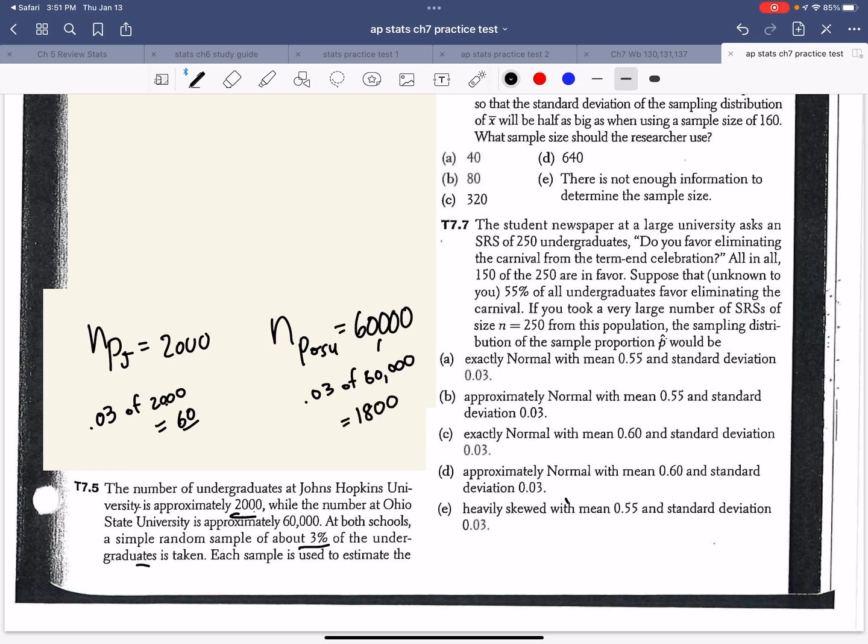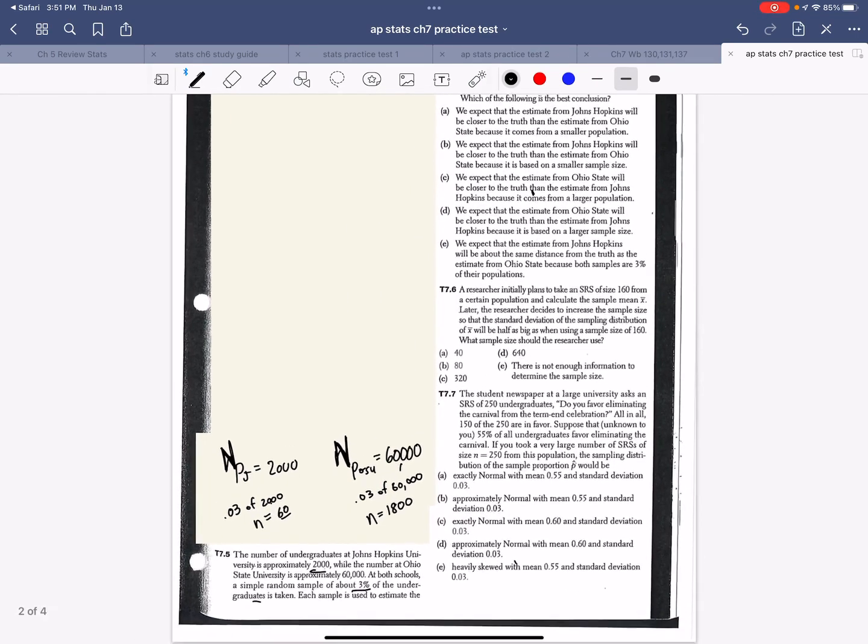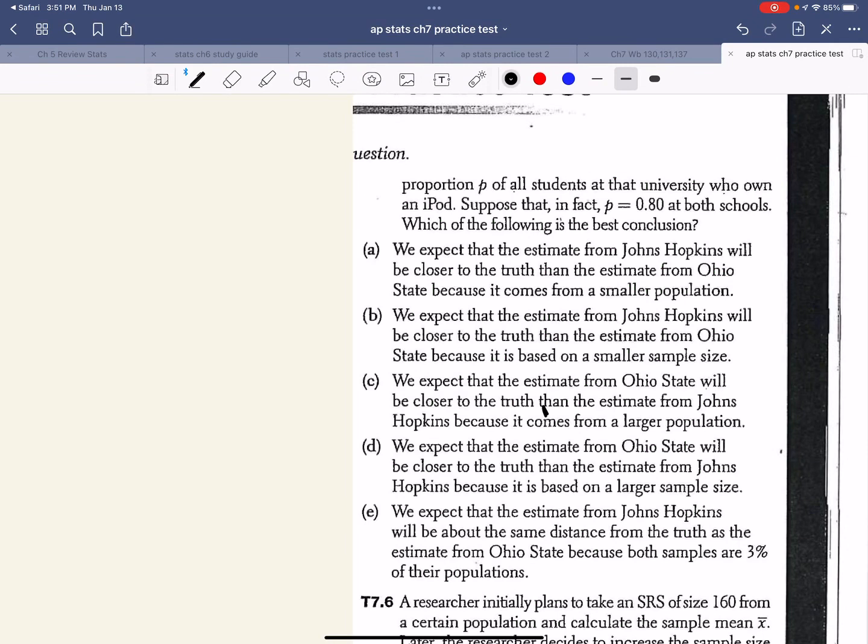All right. So if we took a sample, that would be n. And when we find n, the number of our population, oftentimes they use this capital N to mean the population size, and little n is my sample size. Each sample is used to estimate the proportion of all students at the university who own an iPod. Suppose that in fact p is 0.8 at both schools. Which of the following is the best conclusion?